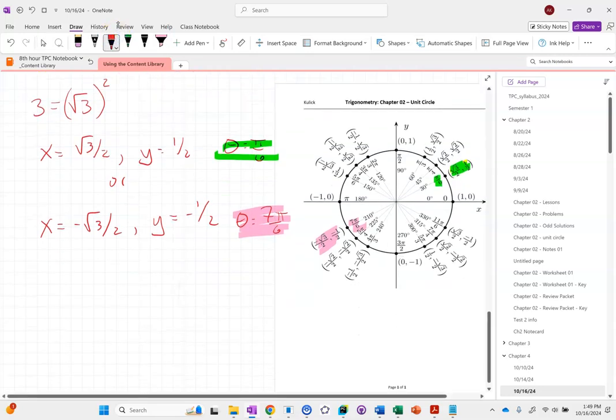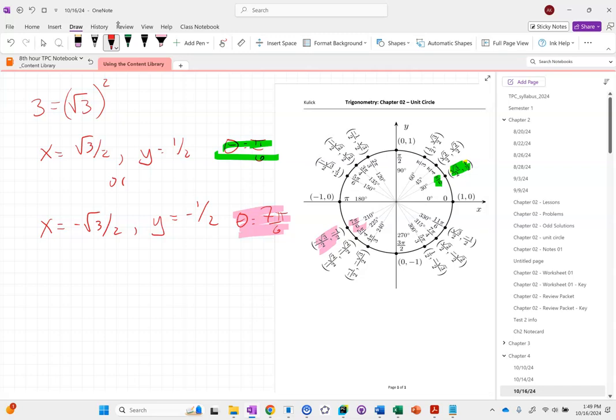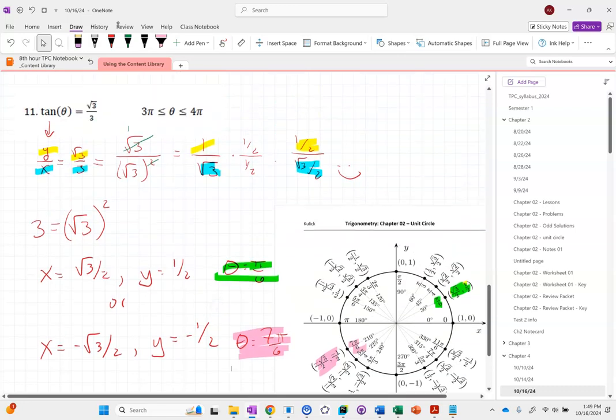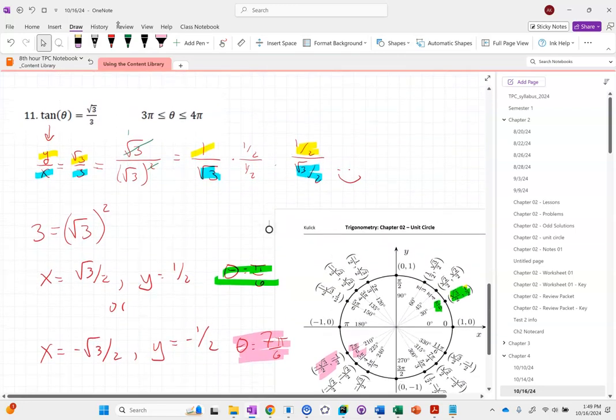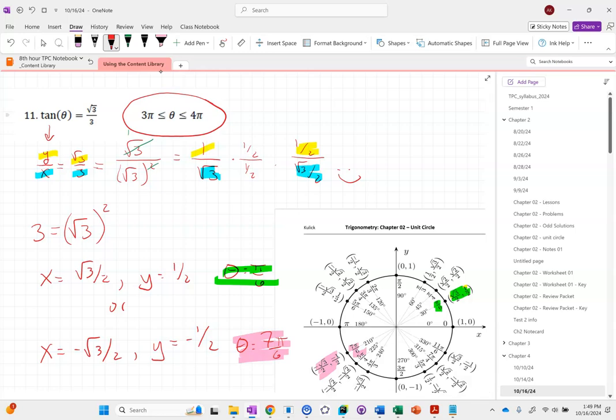Maybe that's a little better. No, doesn't seem like it. All right. So I have my two answers, right? Now I should be able to see right away that neither one of them is going to be between 3 pi and 4 pi, right? I have 1/6 pi. That's less than 3. And 7/6 pi, which is like 1 1/6, still less than 3. So what am I going to do then?